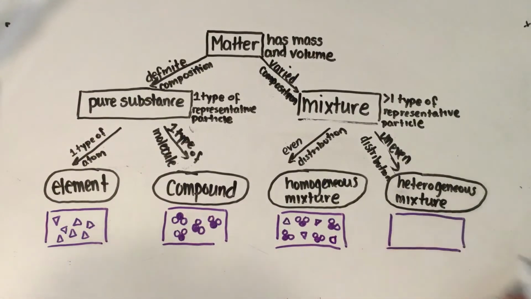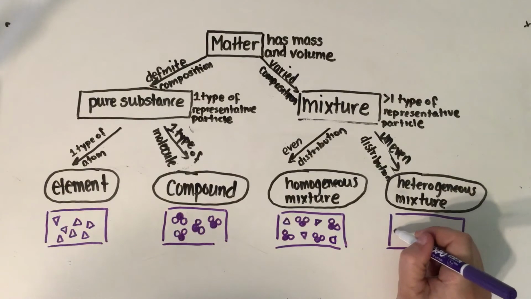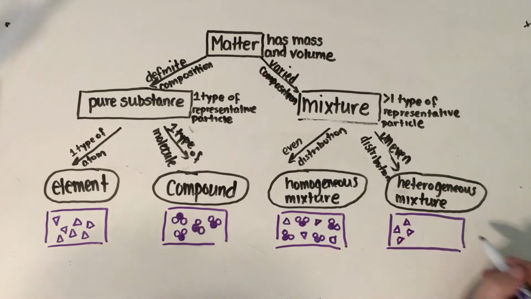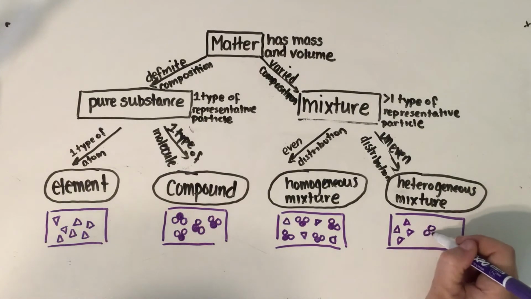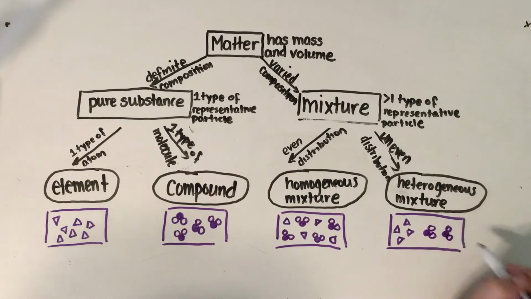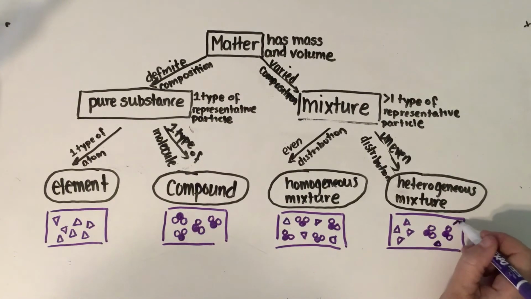whereas a heterogeneous mixture is going to be different areas that have a higher concentration of one of the types of representative particles than the other. So that would be something like this.